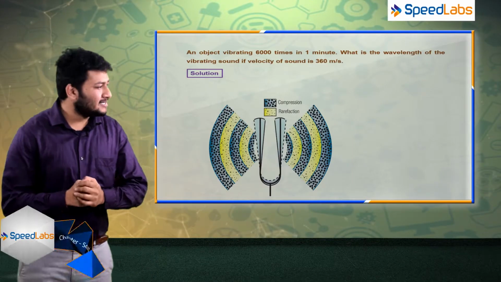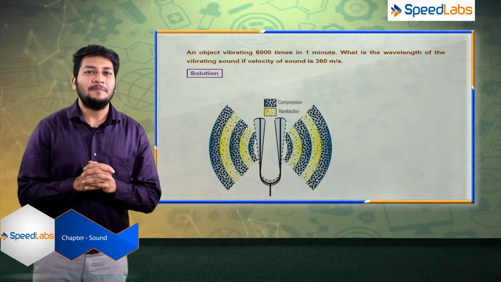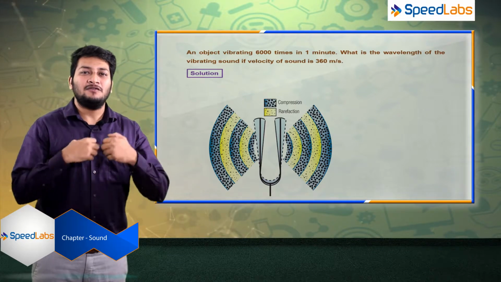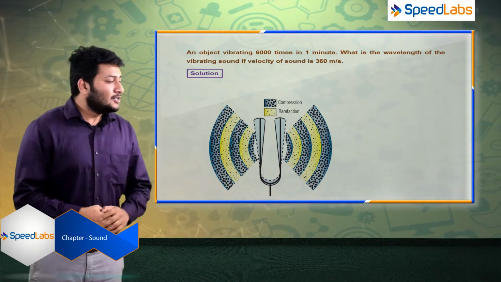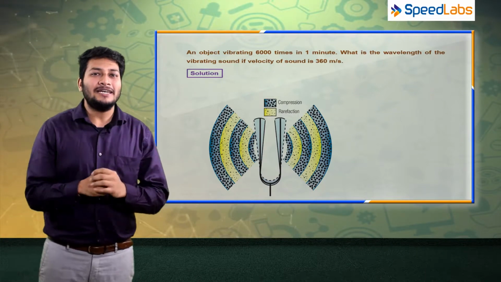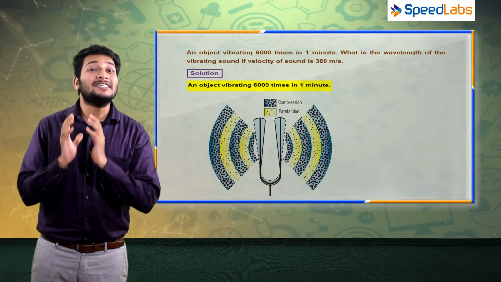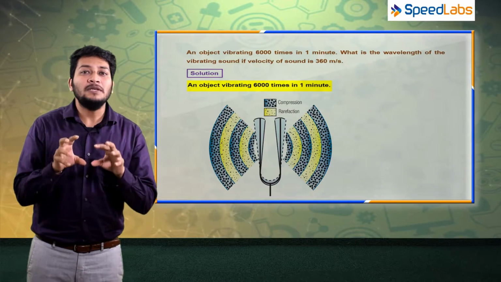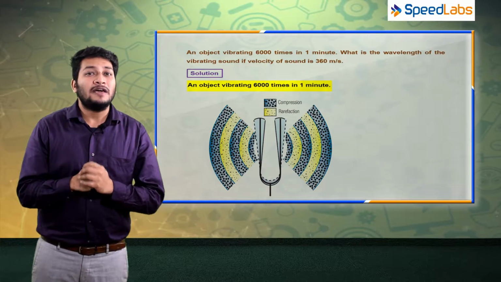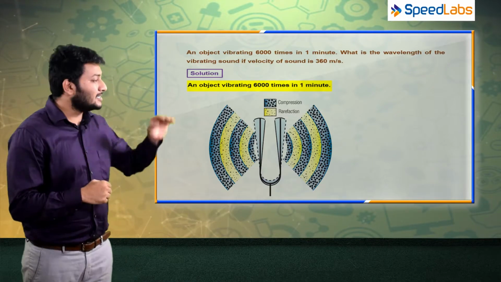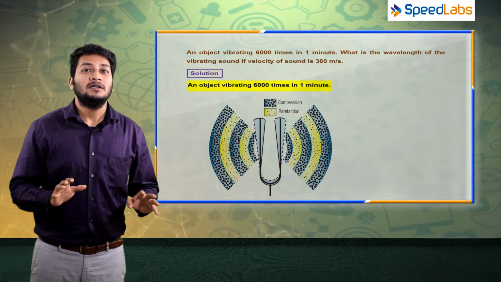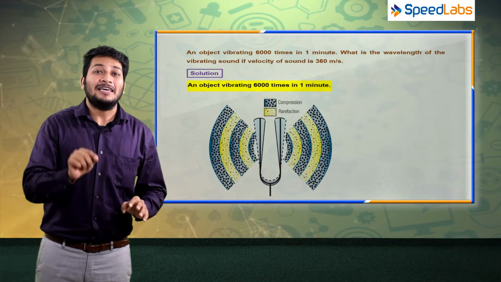Okay, so let us take one very basic simple example to understand the relationship between frequency, velocity and wavelength. An object is given to you and it is vibrating 6,000 times in 1 minute. So what will be the frequency of vibration? It is 6,000 upon 1 minute? No. You cannot put time in minutes here.